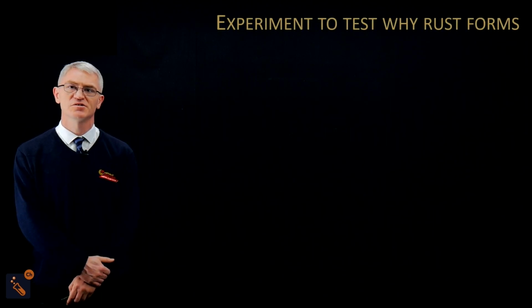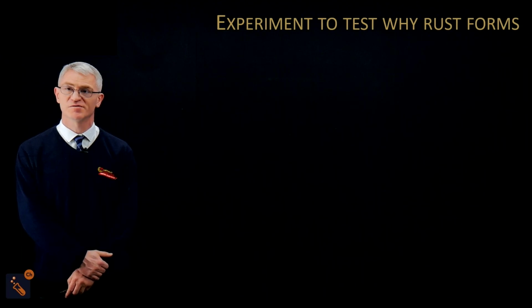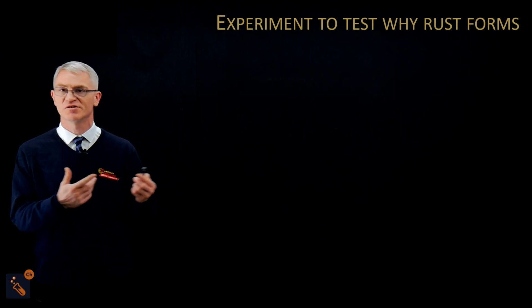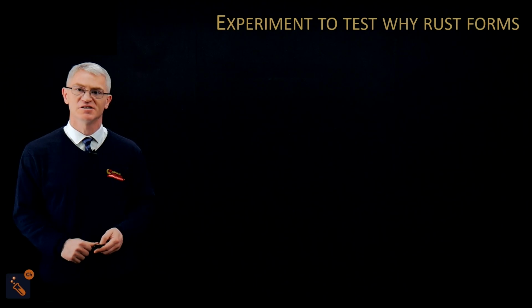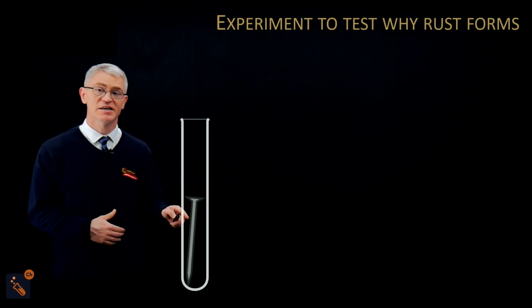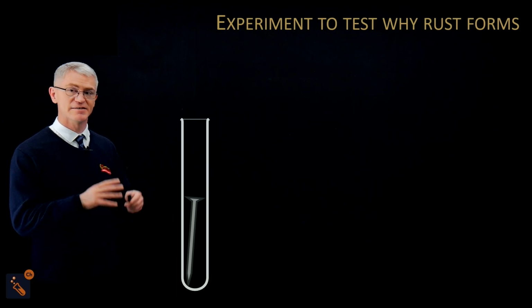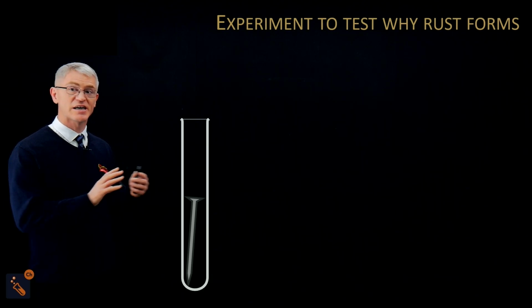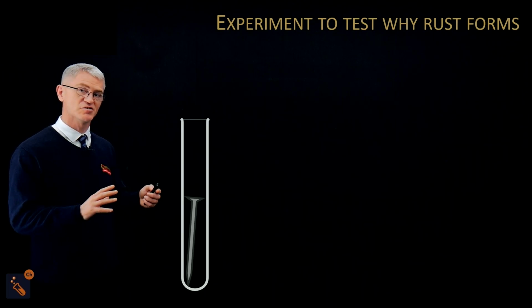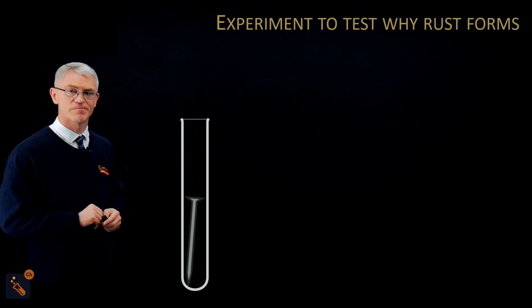We're now going to move on to do an experiment to test why rust forms. We know rust forms because of water and oxygen, but we need to prove that using a test. So we choose an iron nail and we do our first test tube. We're going to do 5 test tubes in the end, okay? And you can work out before I talk what each one of those are if you want. So stop the video and try and work it out.